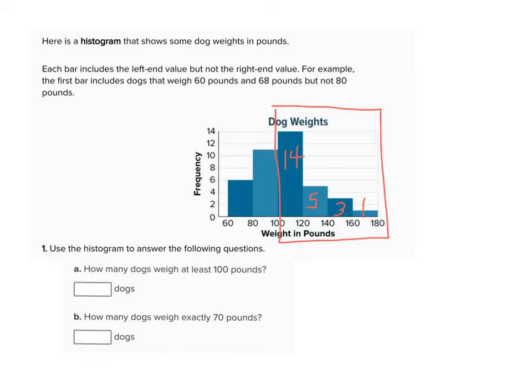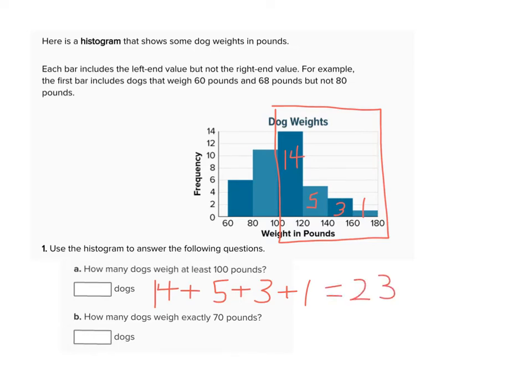So if I want to answer this question, how many dogs weigh at least 100 pounds, I need to add up those numbers. 14 plus 5 plus 3 plus 1. And that would be 23 dogs.